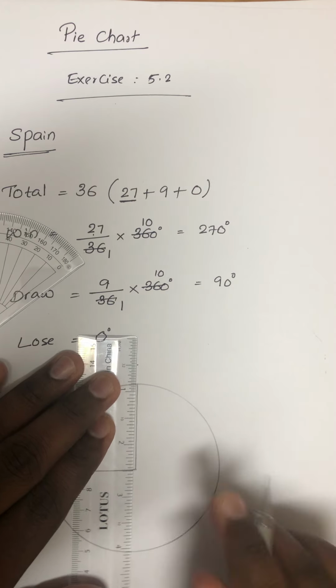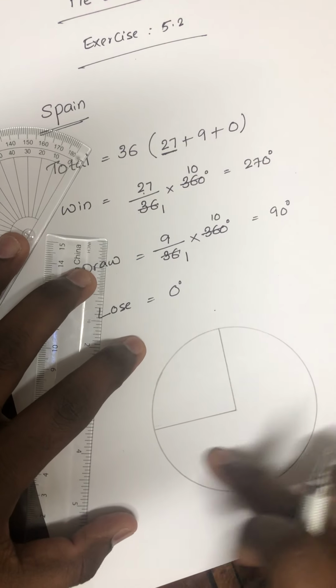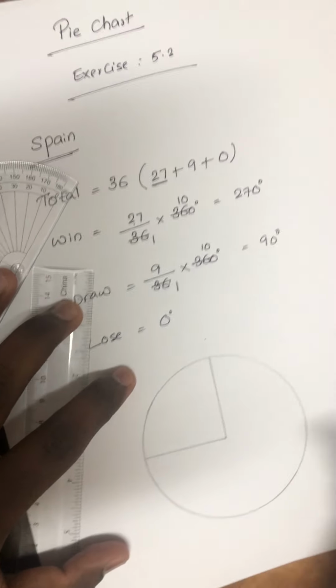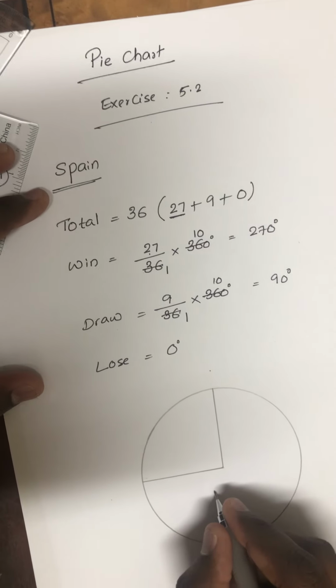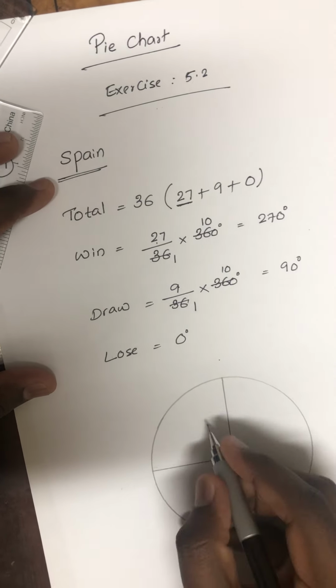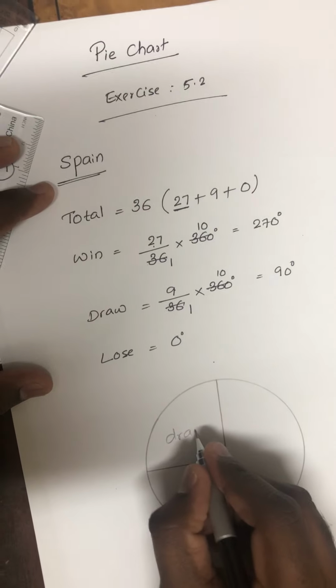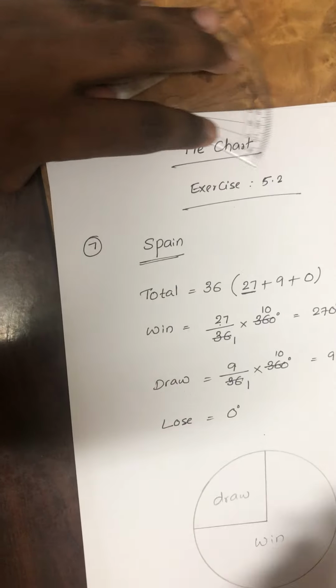So this is 90 degrees. If this is 90, the remaining is 270. 270 plus 90 is 360. So the big one, 270, is win, and this one, 90, is draw. Now 0, no need to draw.